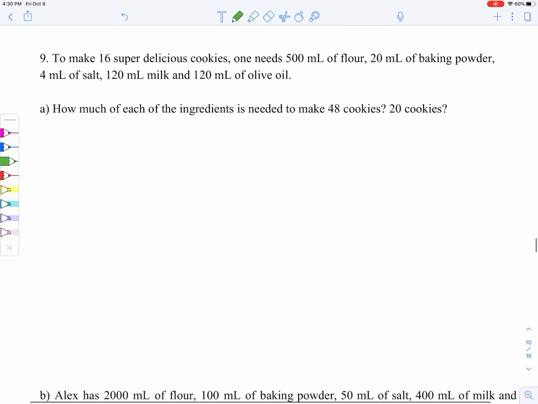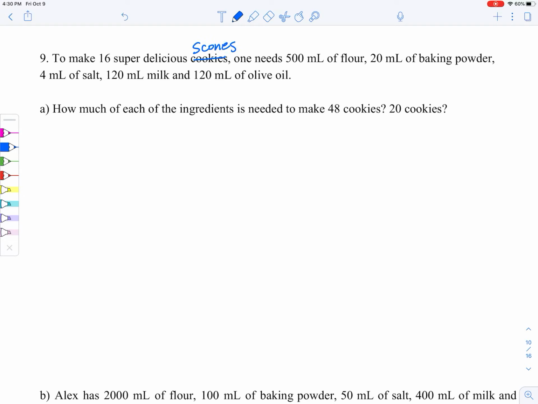Last question. To make 16 super delicious cookies, one needs 500 mils of flour, 200 mils of baking powder, some salt, some milk, and olive oil. Looking at this, there is no sugar, so to me these are not cookies. They would make, I don't know, maybe some sort of scone. But you could put Nutella. You guys would, I wouldn't. Or jam or peanut butter or just nice butter if it makes scones. So I'm going to change these to scones.